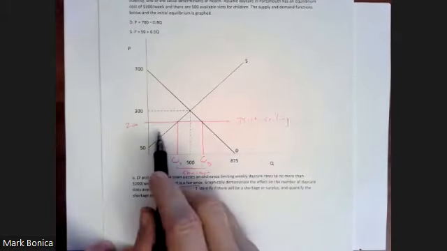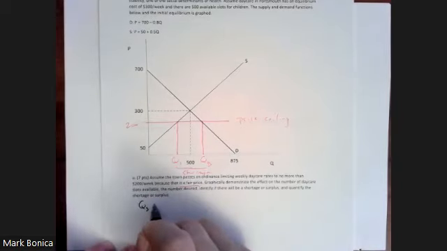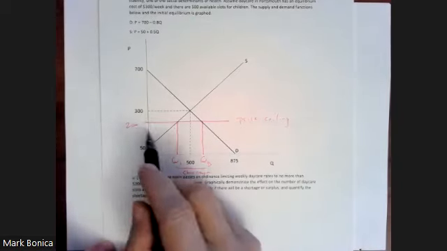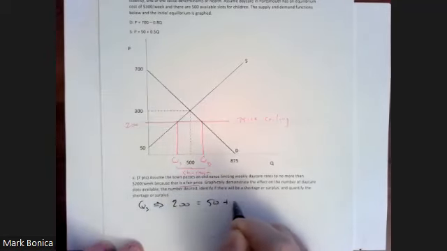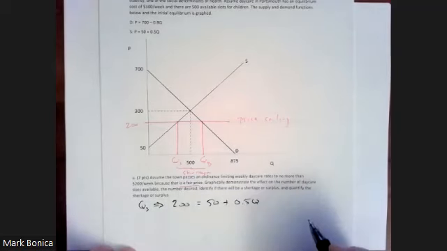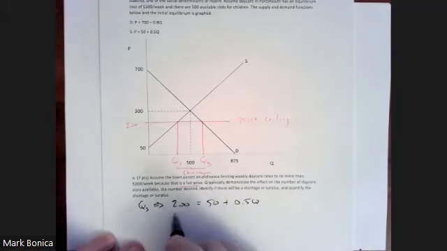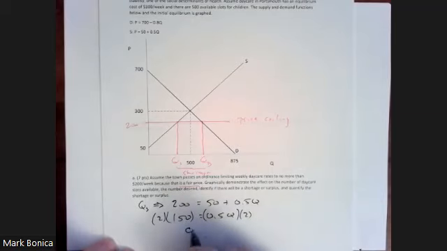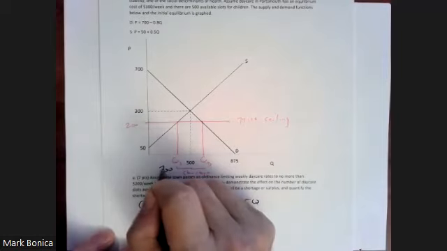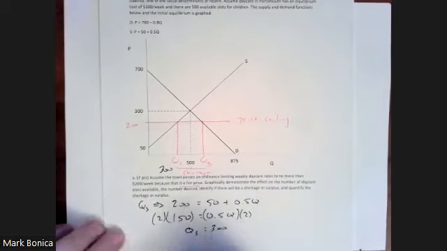Well, the way we figure that out is, first Q supply, we take the $200 price and we plug it into the supply function. So 200 equals 50 plus 0.5 Q. 200 minus 50 is 150 equals 0.5 Q. Multiply this by 2 to get rid of the half, and you get Q supply is equal to 300. So that's 300 QS.